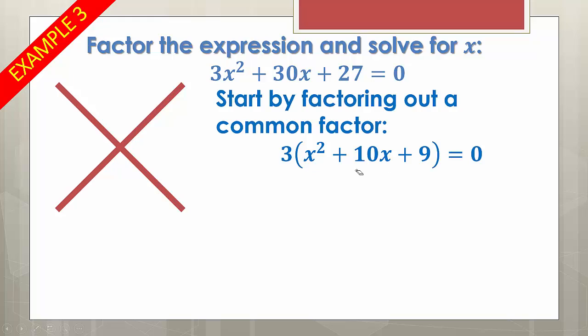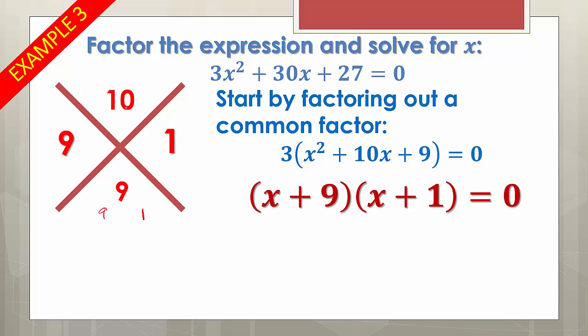Not that you can't use the x with the other way, but I will have to show you that in class. For now, let's focus on just being able to factor this out, because 3 goes into this once, into this 10 times, into 27 9 times. So that's where we get this. And then we go ahead and we put our b and our c there. We say, well, this one's easy. 9 times 1 is 9. 9 plus 1 is 10. Bam, done. Okay, we have x plus 9 times x plus 1 equals 0.